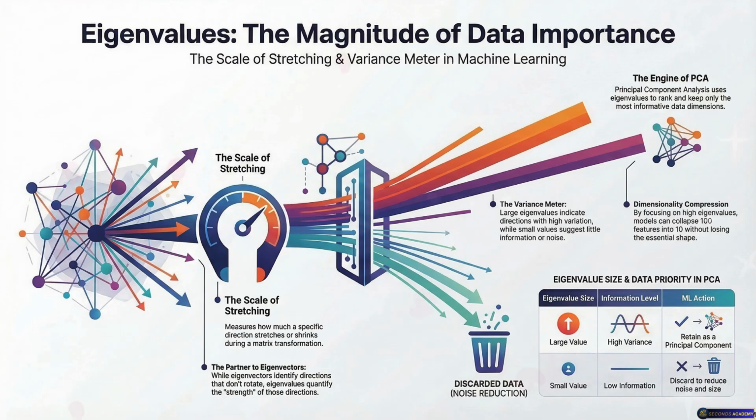Exactly. In the context of data, a massive stretch means there is a lot of variance along that axis. The data is highly spread out, which means there is a lot of rich information and signal captured in that direction. Conversely, if the eigenvalue is tiny, say 0.01, it means the space was violently squashed flat along that specific unrotated axis. The data points are all crushed together. There is almost no variance, which means there is virtually no useful information. It's mostly just statistical noise.